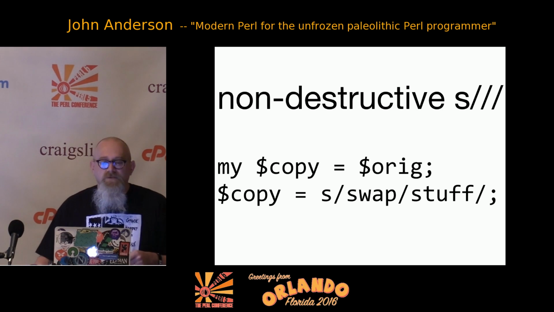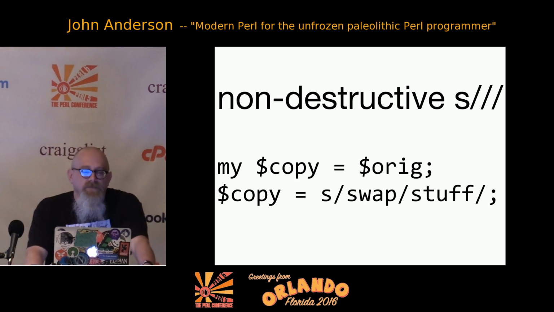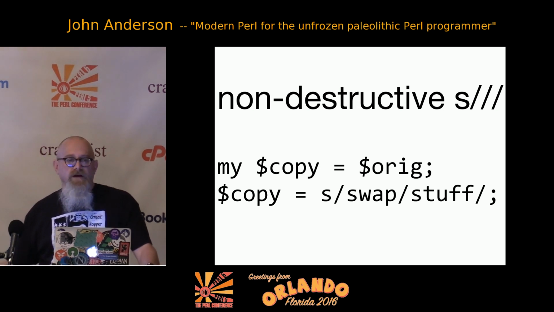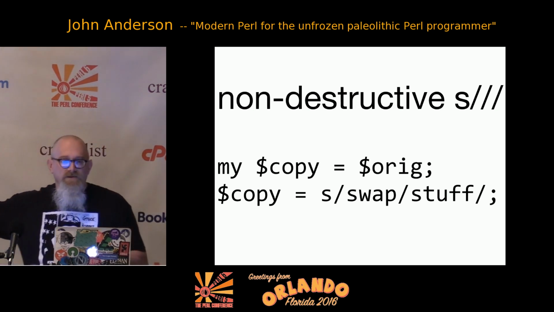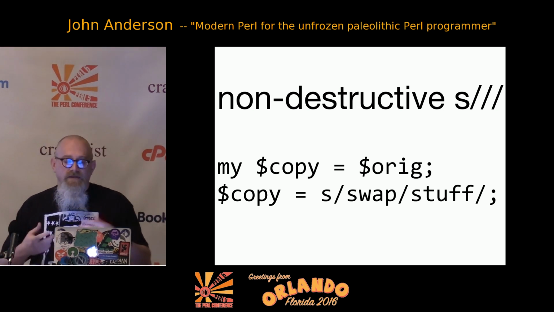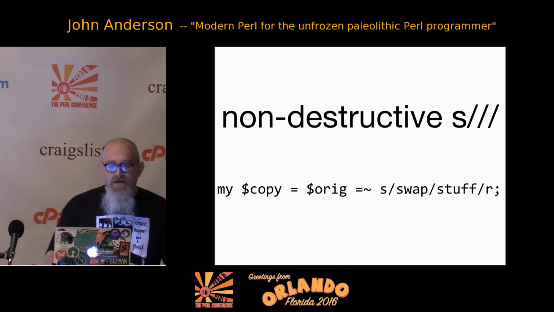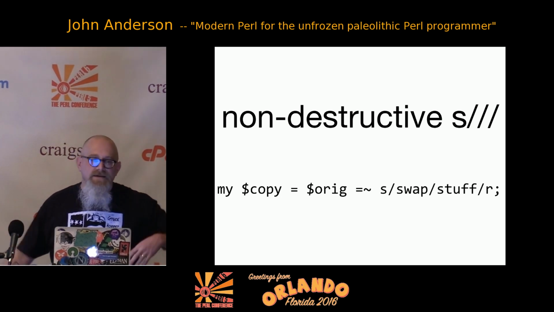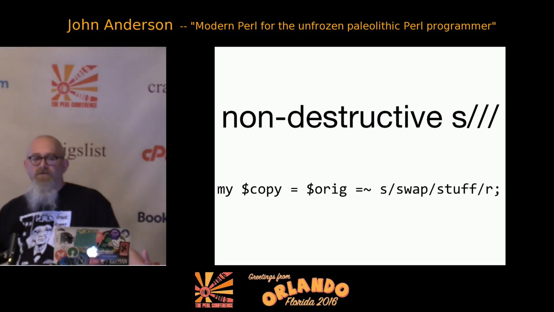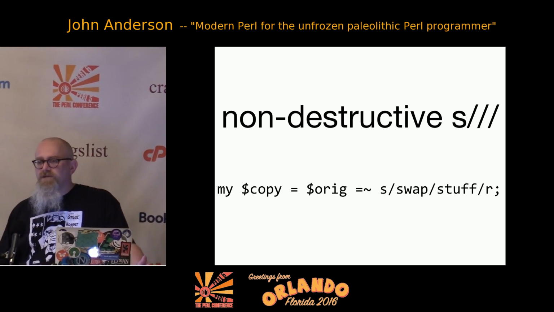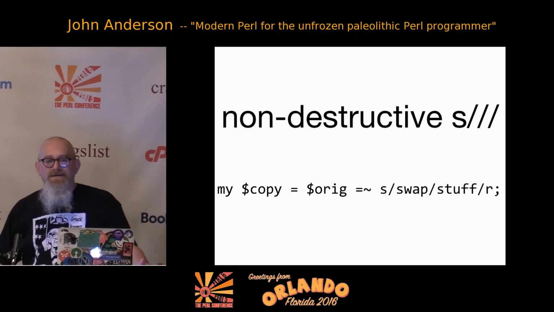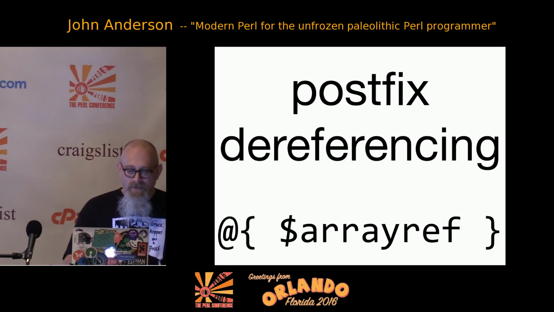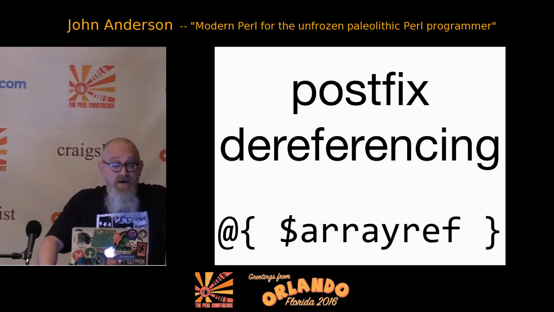In 5.14, we got something called non-destructive substitution. So prior to that, if you wanted to use a substitution operator on a variable but preserve the original variable, you had to do this. You had to manually make a copy and then do the substitution on the copy. Now in 5.14, you can just do that, right? And that causes the substitution to only apply to the copy and the original is unmodified. Who uses non-destructive substitution? I actually don't because it never quite stuck, but I'm gonna start. It's very useful in a map.